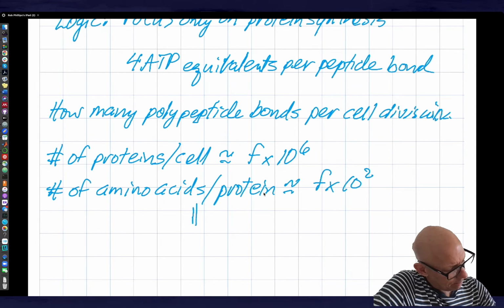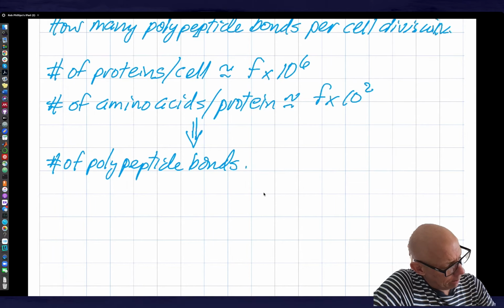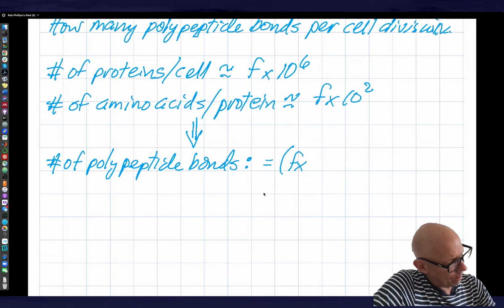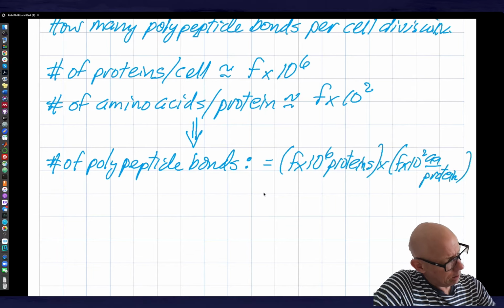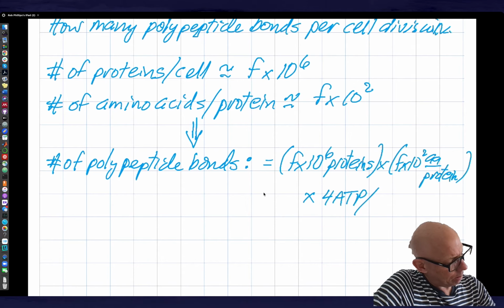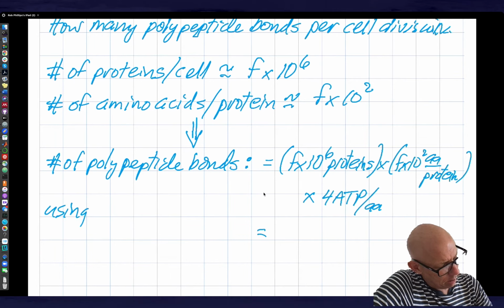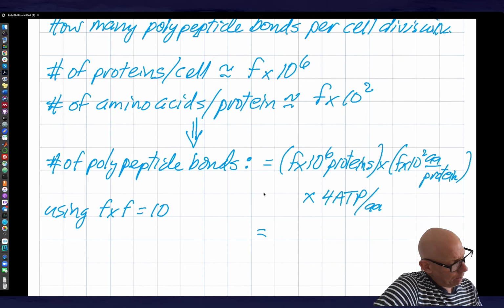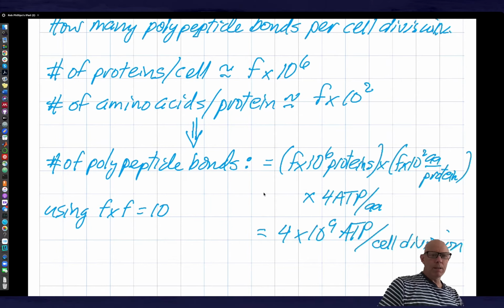This implies that the number of polypeptide bonds is given by few times 10 to the 6th proteins, times few times 10 to the 2 amino acids per protein, times 4 ATPs per amino acid. This ends up giving few times few, and using few as 10, this leaves me with 4 times 10 to the 9th ATPs per cell division. So that's our estimate for the number of ATPs that need to be synthesized.